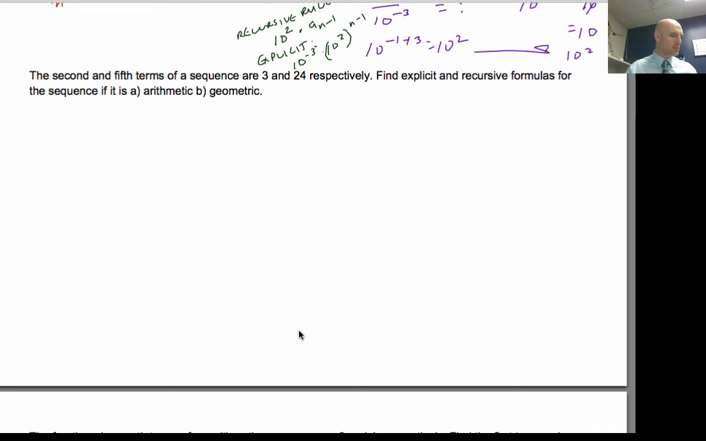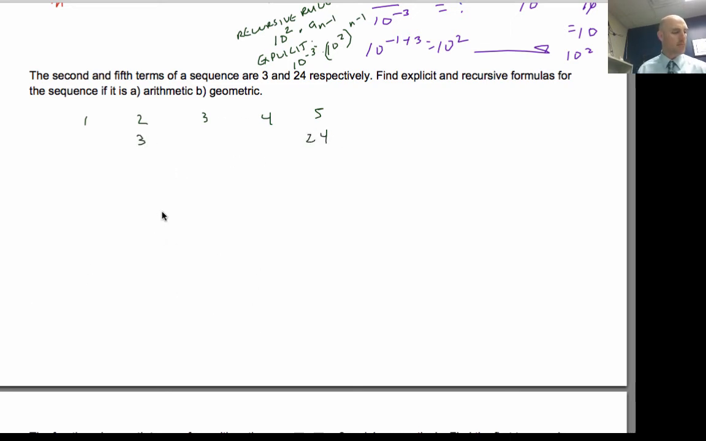I know this is kind of long, but it's an involved lesson, but I think it's something that's pretty straightforward you can do. I've got these terms, right? So the second and fifth. So here's what I like to do. 3, 4, 5. So my second term is 3. My fifth term is 24.